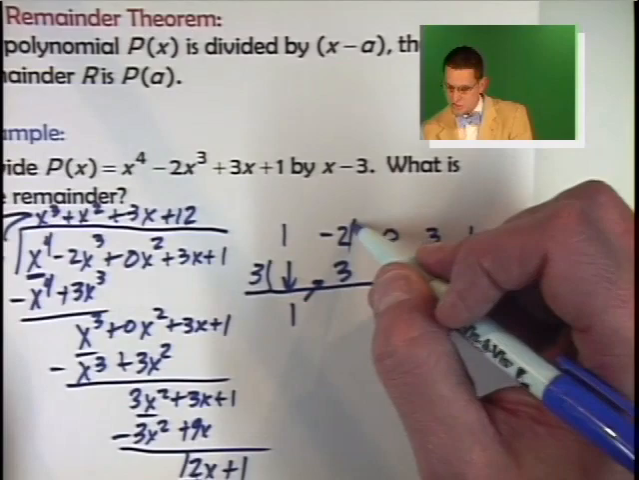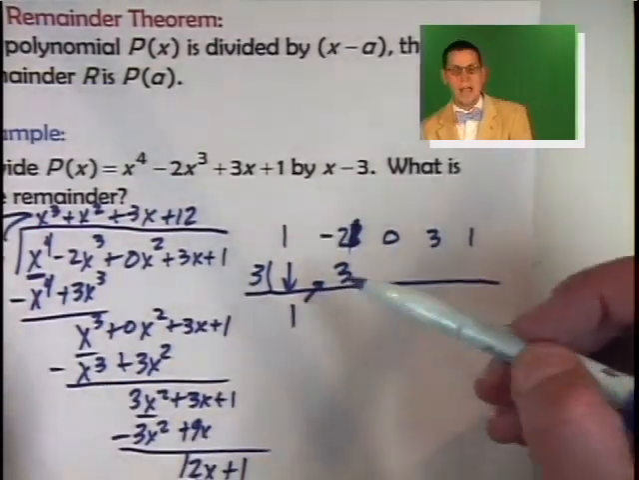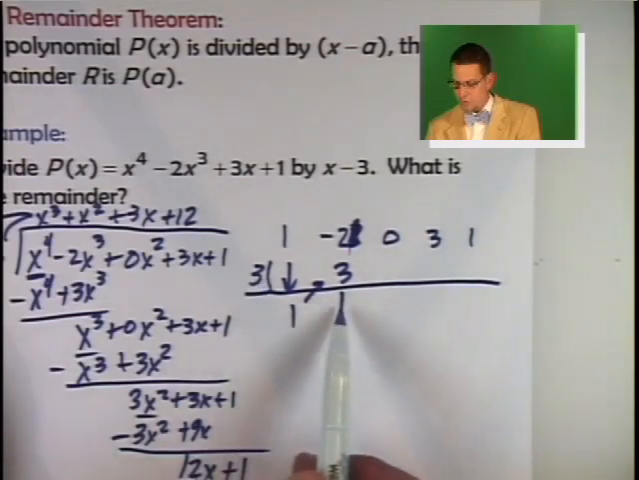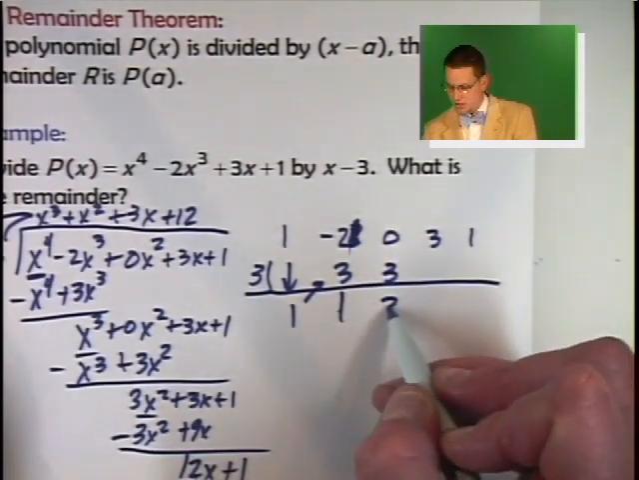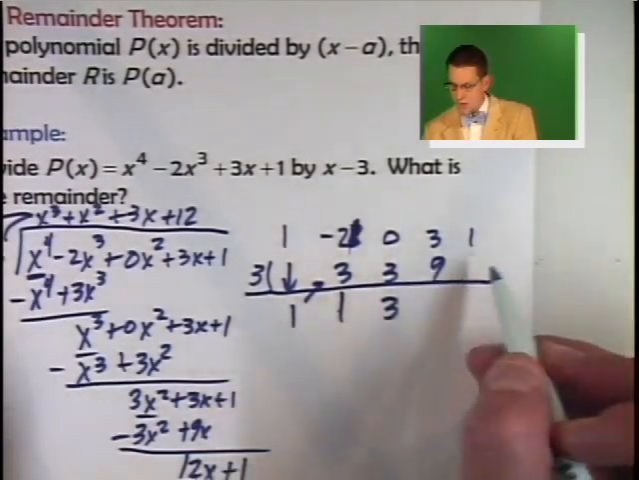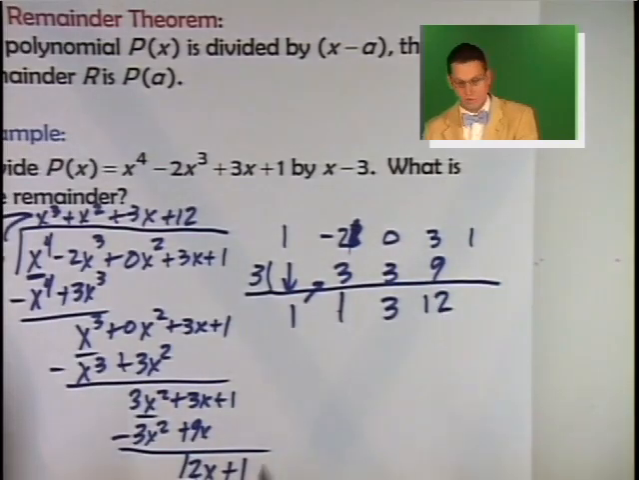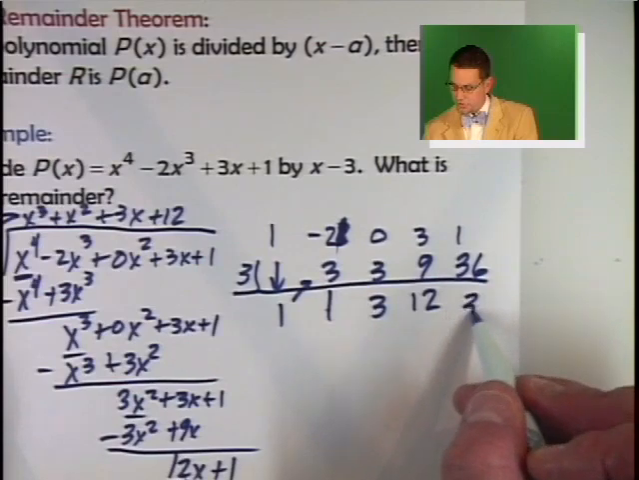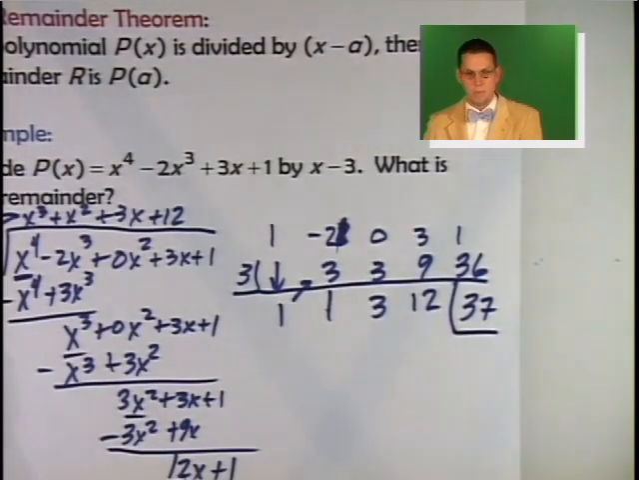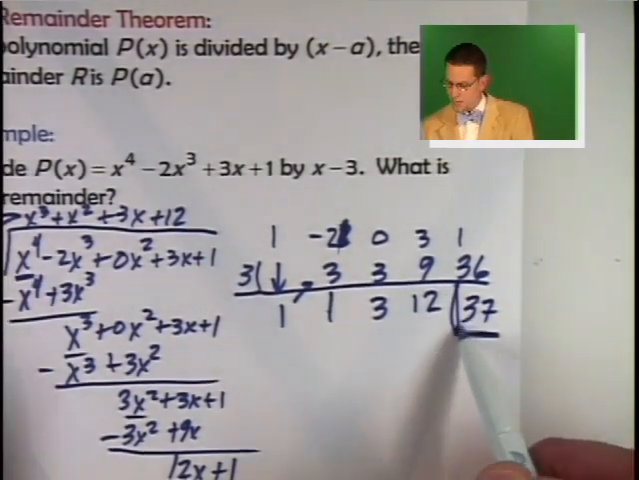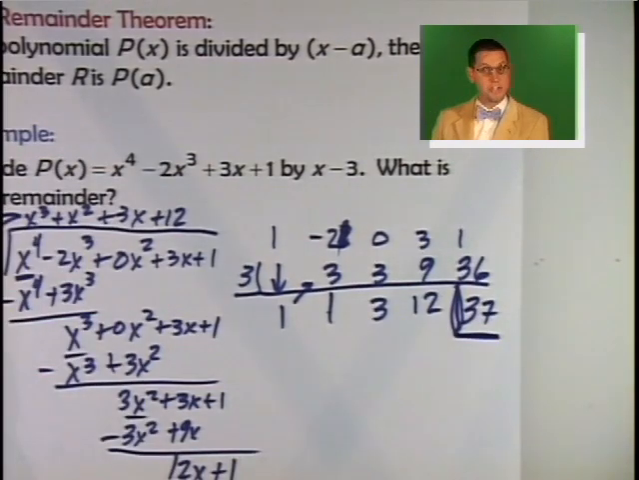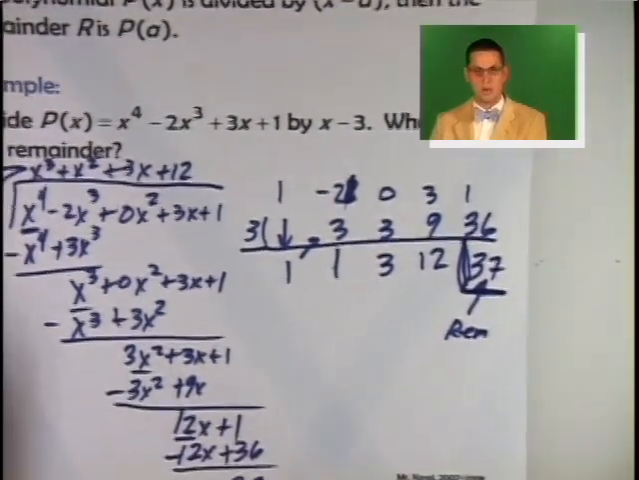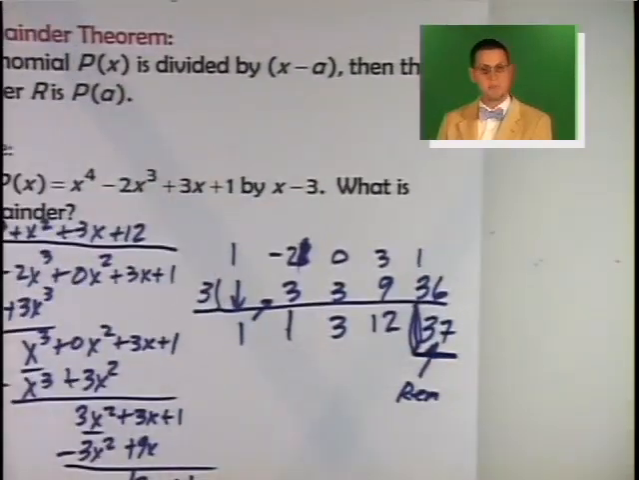I add vertically. 3 minus 2 is 1, and I multiply again. 3 times 1 is 3, plus 0 is 3, times 3 is 9, plus 3 is 12, times 3 is 36, and then I add vertically and I get 37. I'm going to put a little box on this. That last box is your remainder box. Cool. That's the same thing we got over here, 37, but it's much more efficient.